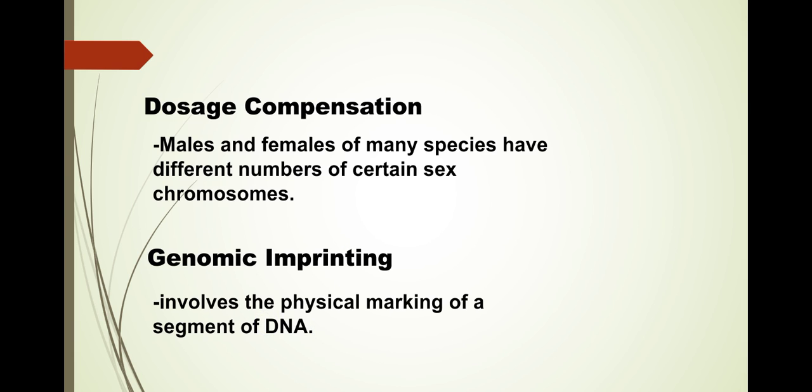So, dosage compensation: males and females of many species have different numbers of certain sex chromosomes, while genomic imprinting involves the physical marking of a segment of DNA.